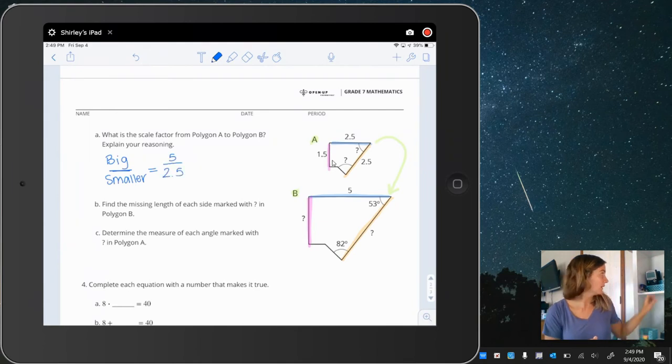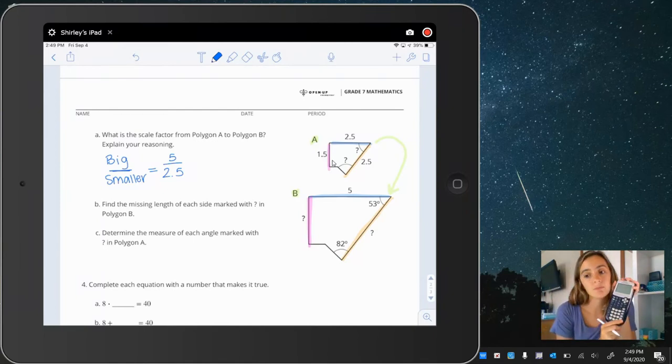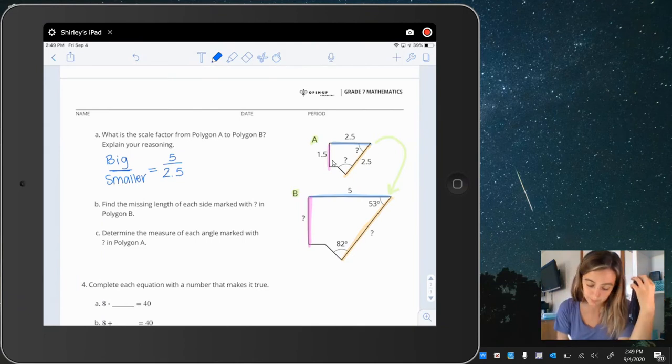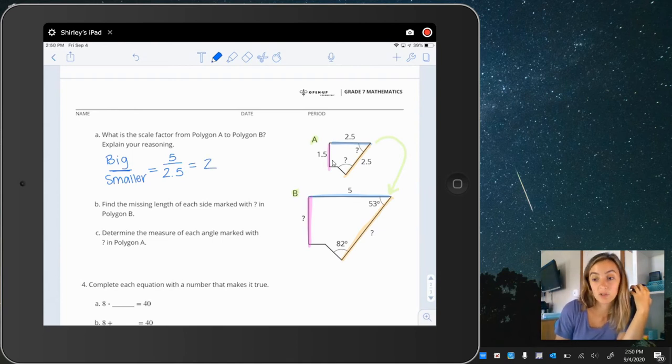If you have a calculator, you can go ahead and use that. I have this big clunky thing. You might just have your scientific calculator, your iPad, or any calculator app. We're just going to say 5 divided by 2.5 and figure out what that gives us. We can see it gives us 2. So there is my scale factor of 2. Now, explain your reasoning. I can use that math work I just did to explain.